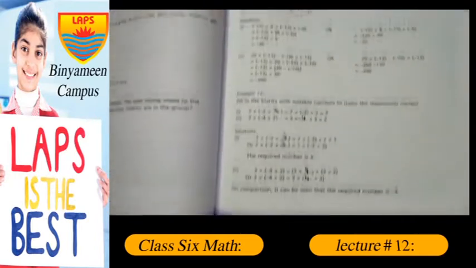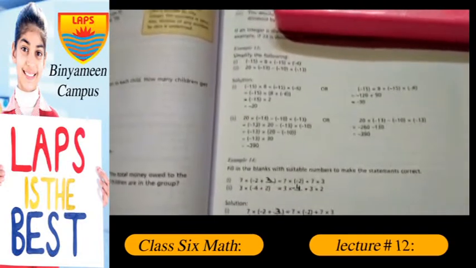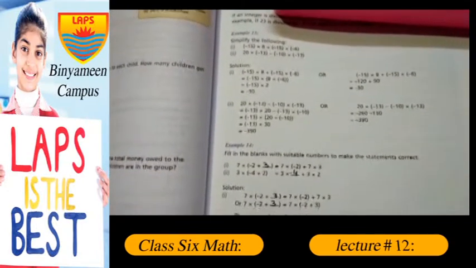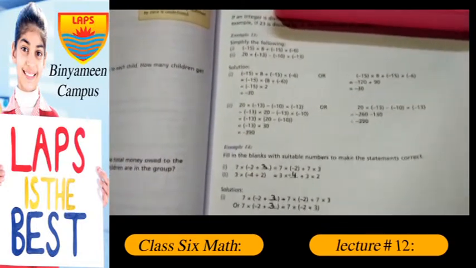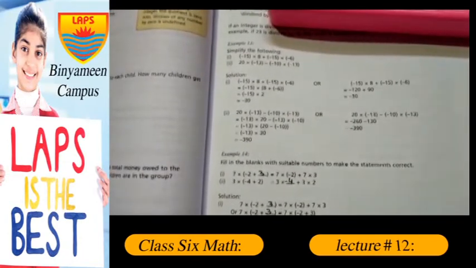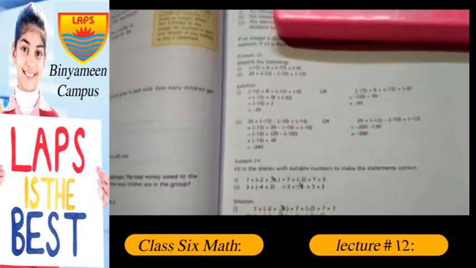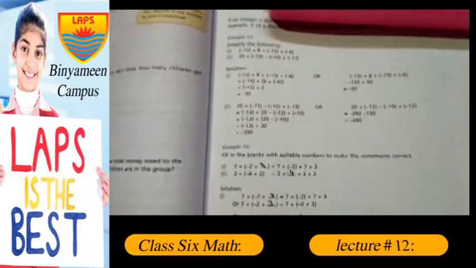Today I deliver a lecture on page number 73, lecture number 12. Example number 13, simplify the following. First, minus 15 multiplied by 8, then plus minus 15 multiplied by minus 6. First example done for you.